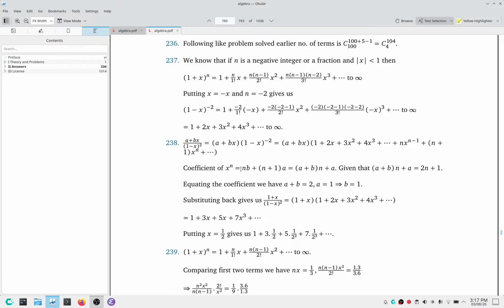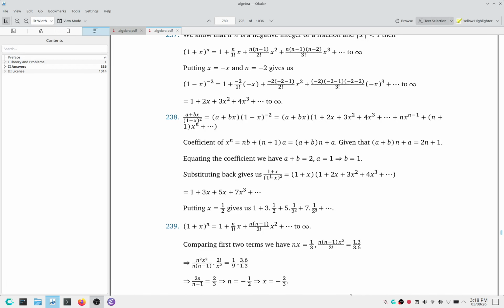Now the coefficient of x to the power n is nb plus (n plus 1) times a. That is (a plus b) times n plus a, given that this is equal to 2n plus 1. Equating the coefficients, a plus b is equal to 2, a is equal to 1. So b is equal to 1.